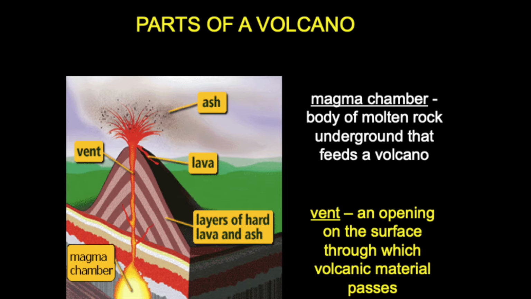And little tiny pieces that enter the atmosphere are known as ash. And then also within the diagram you can see where they have layers of hard lava and ash that's built up the actual volcano itself.